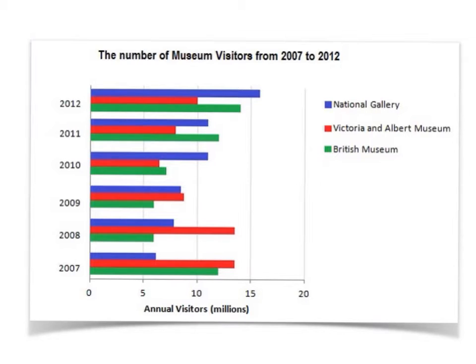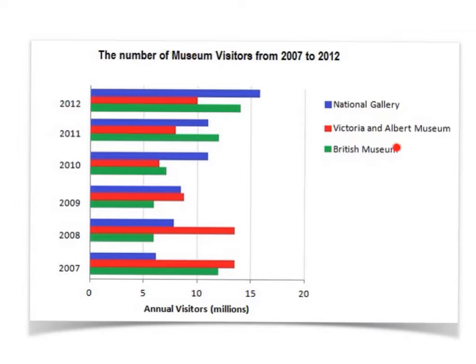And in this case, let's take a look at the National Gallery. So from 2007, we can see that the bars get greater. So the number of people visiting the National Gallery increases from about 6 million to 16 million. That's over double. And that phrase there, over double, shows that you are manipulating the data.